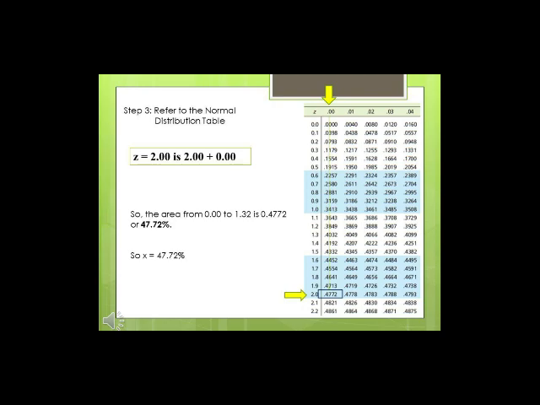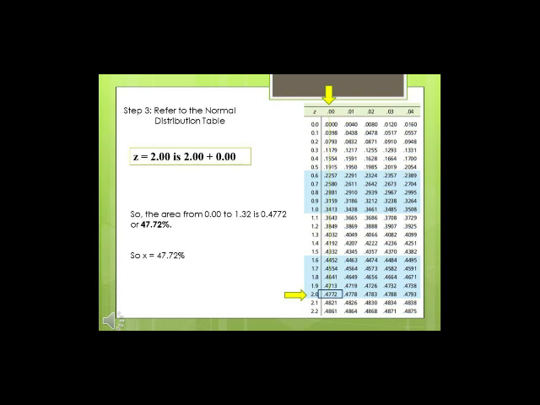Before we find the area under the normal distribution, we need to split the z-score into two components. The first component is the whole number up to the first decimal place. The second component is the remaining number on the second decimal place. Let's start with z equals 2.00. Let's split it into 2.0 and 0.00.